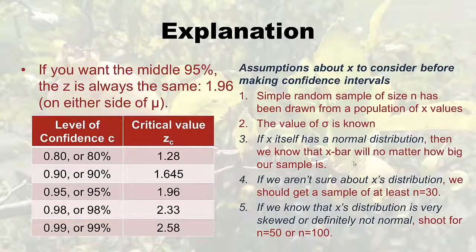So basically what you're thinking about is your X, and if you got a simple random sample, if you have a population standard deviation lying around you can use, and if X itself has a normal distribution, you don't need to worry about your sample size. If you're not sure, you want at least 30, and if you definitely know it's not normal, you want a large amount.